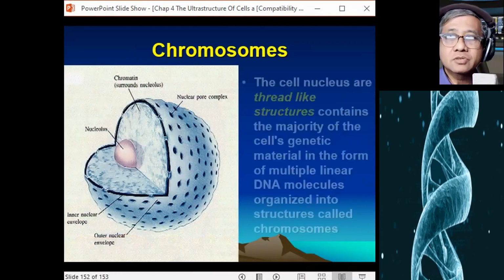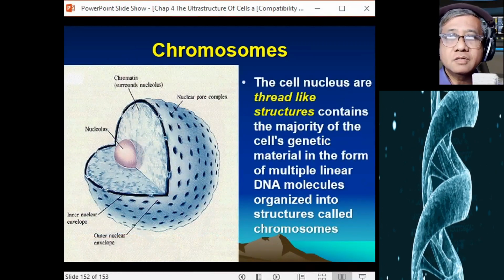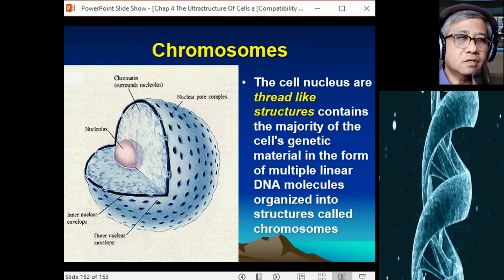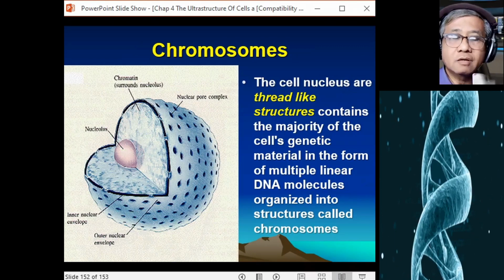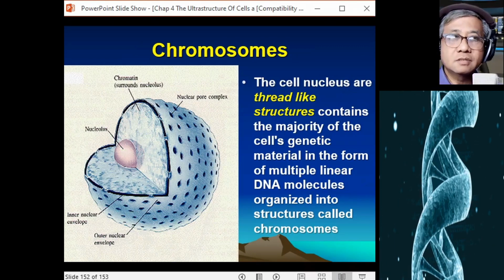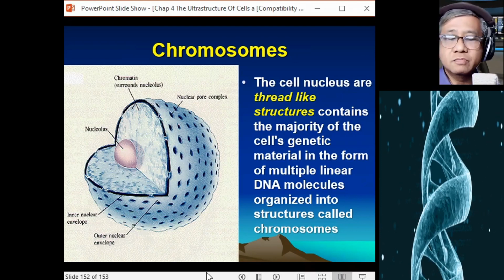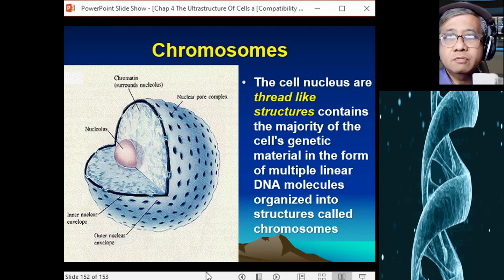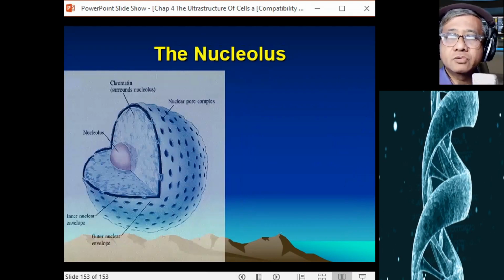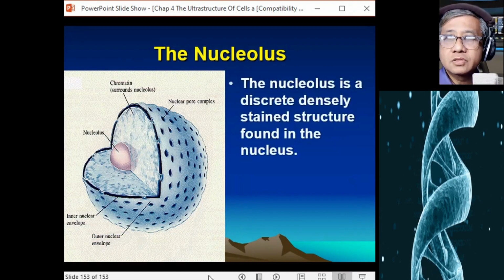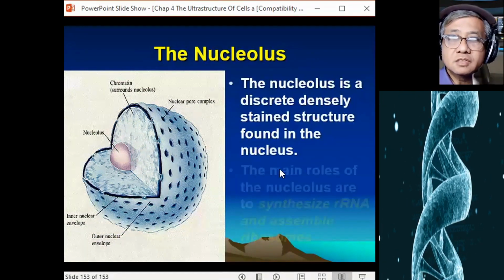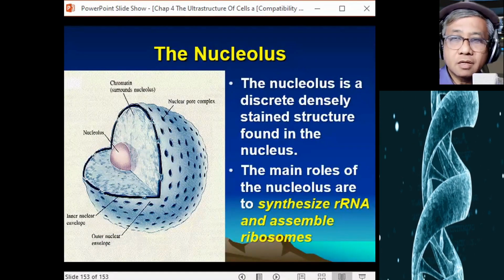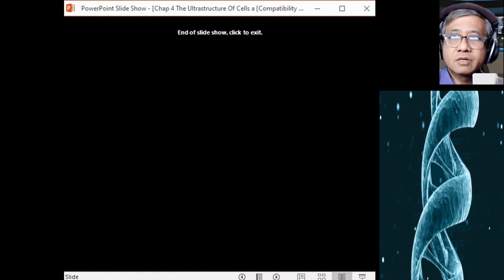Then we have thread-like structures called chromosomes that contain our genetic material in the form of DNA. The chromosomes can easily be seen through an ordinary microscope, especially if the cell is undergoing cell division. These chromosomes contain our genetic blueprint or DNA. And also we have the nucleolus. The nucleolus is a densely stained structure, and it synthesizes ribosomal RNA and assembles ribosomes.